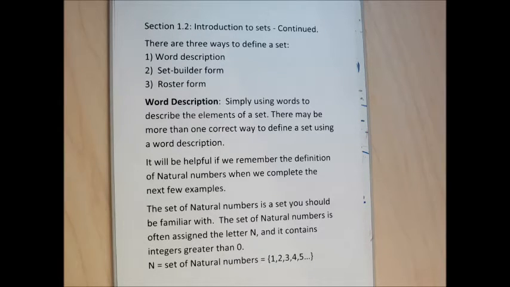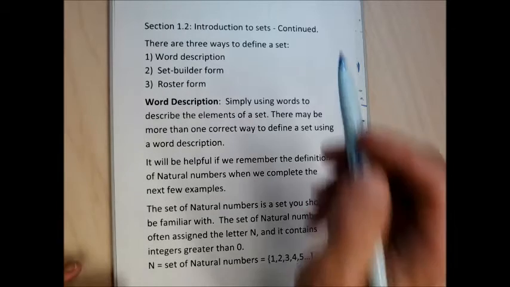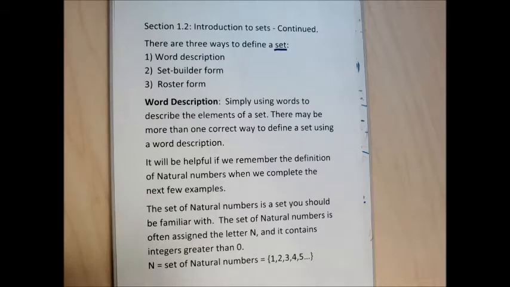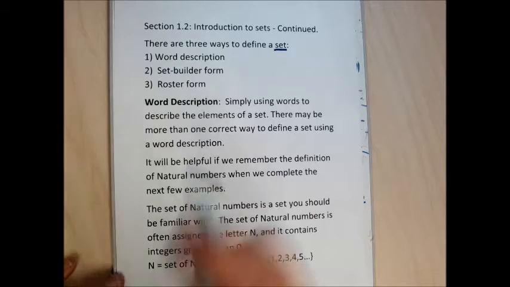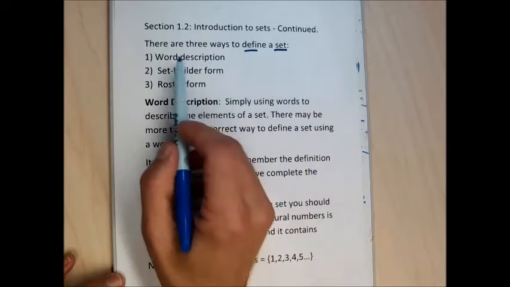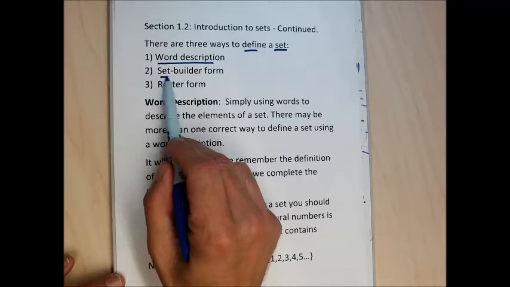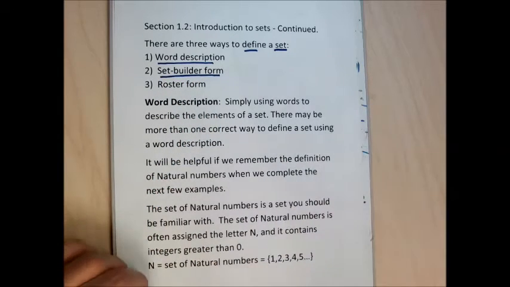So in section 1.1, we talked about sets. And we said a set was a collection of objects. And we created sets. And in this section, we're going to more formally talk about the different ways to describe or define a set. There's kind of three different ways to define a set: with words, using a word description; using ugly set builder notation that you might have seen in an algebra course, because that's a real common algebraic way to define a set; and in roster form.